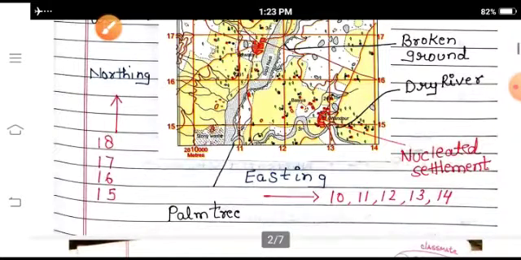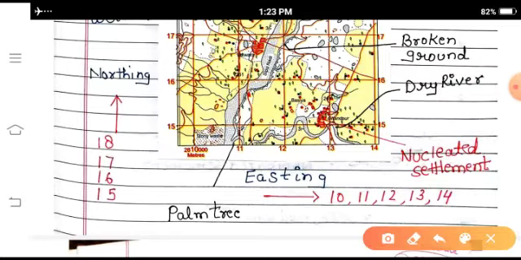Here, about the northing and easting. Now 15, 16, 17, 18 are representing the northing of the 4-figure grid, and here 11, 12, 13, 14 are representing the easting.